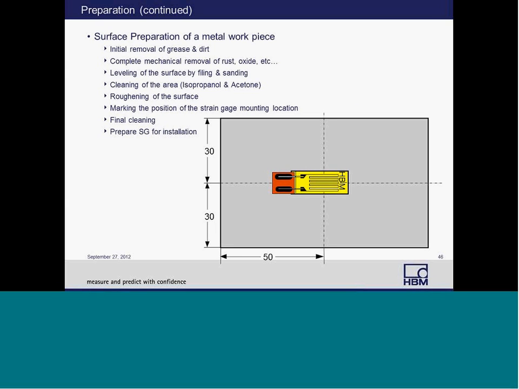Surface preparation of the metal workpiece, in this case, we need to go in and remove grease and dirt on the area where the strain gauge is going to be applied. So we need a complete mechanical removal of rust, oxides, etc. We need to level the surface that we have, either by sanding it or filing the area. Then again, we need to clean the area using an isopropanol or acetone type cleaner. We need to roughen the surface so we have proper adhesion of the gauge to the material.